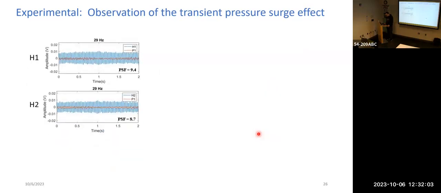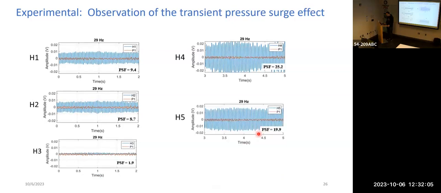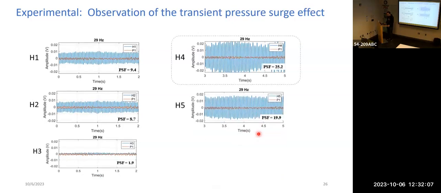And here I show the waveform when the maximum amplification happened, at 29 hertz with the fracture aperture at 0.95 millimeter, from H1 to H5. Here you can see the orange line, that is the incident wave, and the blue line is the wave measured in the fracture. And you can see the pressure is amplified.